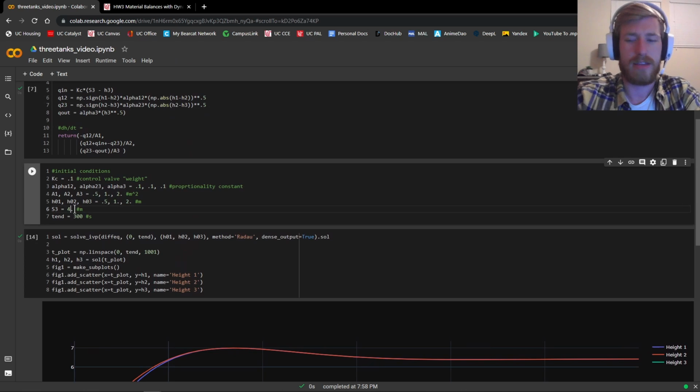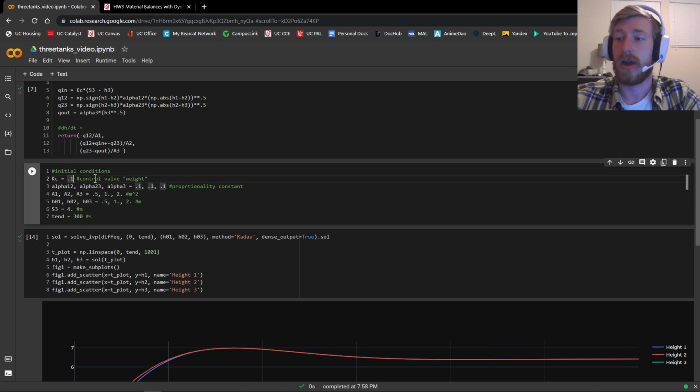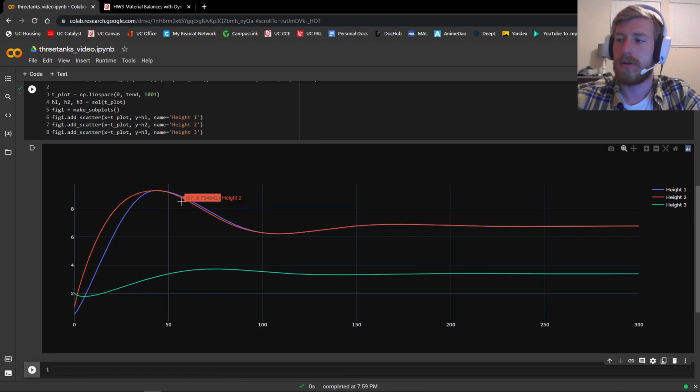Where if I change this back to 4 and instead increase our control valve's weight, which means how much of an increase in water is it going to give based off of the error, how much of an increase of volume is going to give. We just make that, say, 0.3. That alone will bring it significantly closer. Look, now we're at 3.8 out of 4.